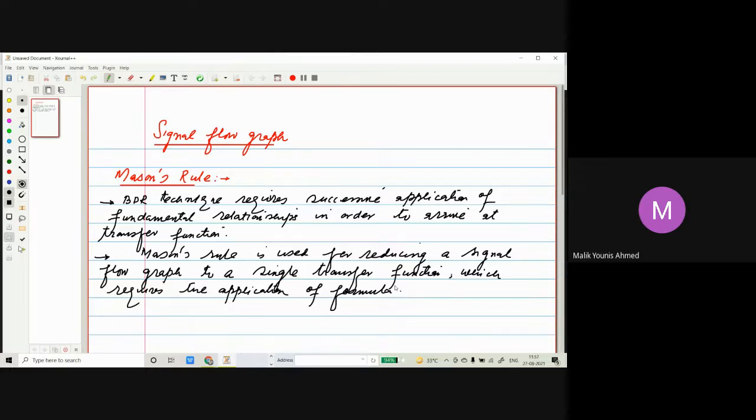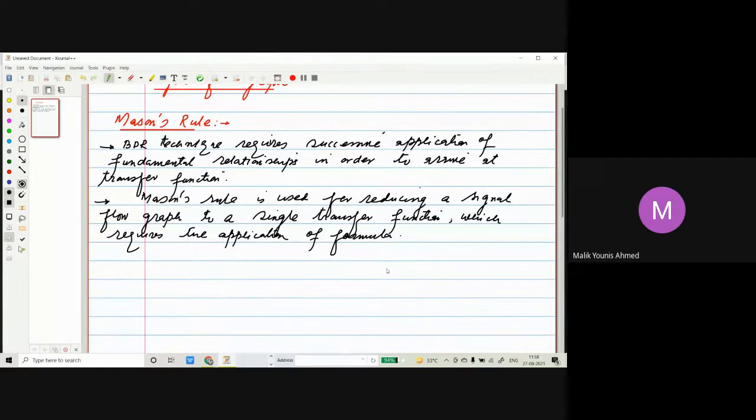So instead of the block diagram reduction technique, we'll now have a signal flow graph, and that signal flow graph also has to be reduced to a single transfer function, just like the block diagram. But now we don't have fundamental rules like the 14 rules we had in the earlier block diagram reduction technique. We don't need to apply those rules here, but we have to apply a formula. That formula we will take later on.